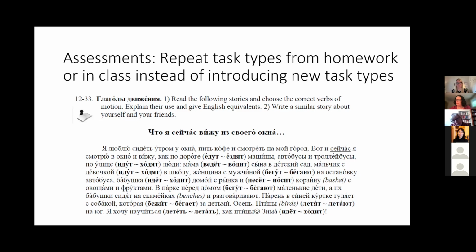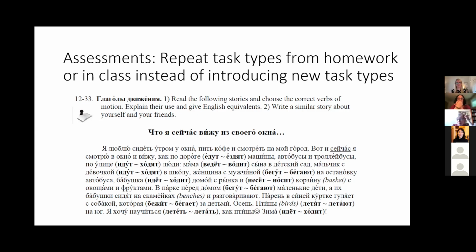Here's another one. Maybe obvious, but it wasn't always obvious to me that we should repeat task types from the homework or that were done in class instead of introducing new text types. Sometimes I think, oh, I've taught them all of this and now they can put it all together in new ways on the assessment. That is particularly difficult for students with neurodiversity. They need to be able to orient themselves in the type of task, have the format familiar, have the task type familiar rather than something new.